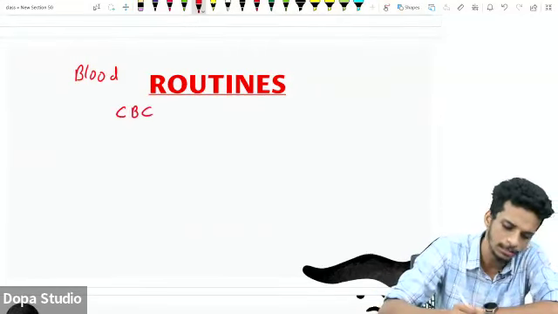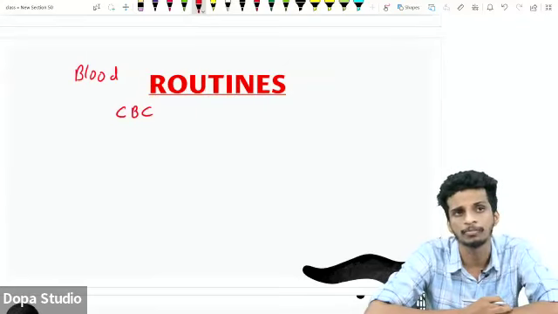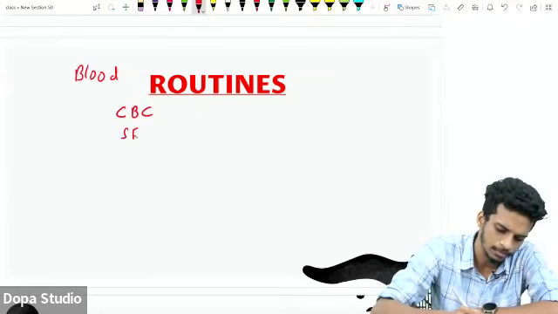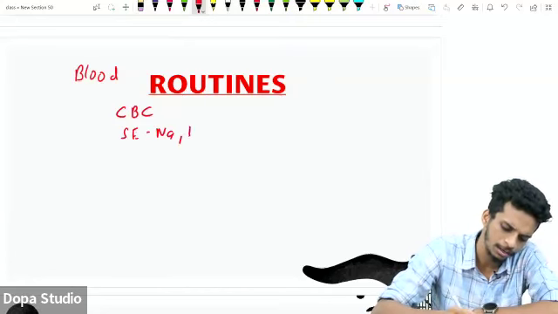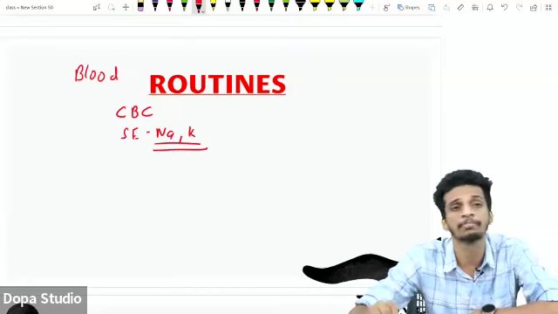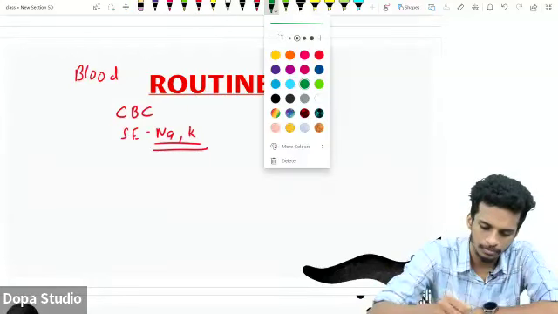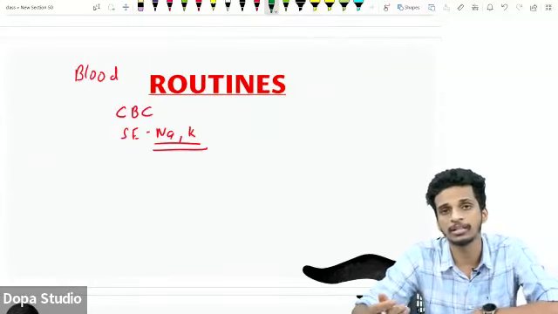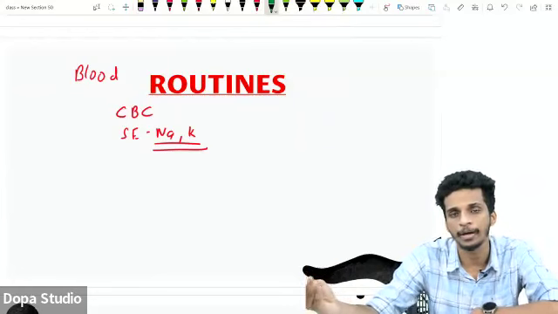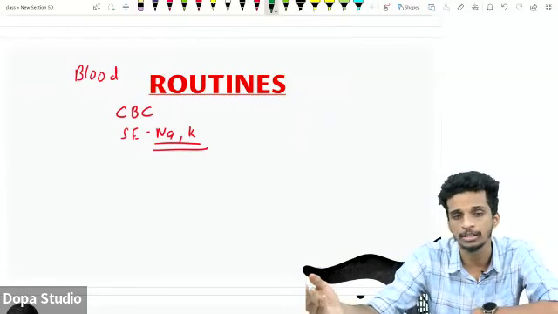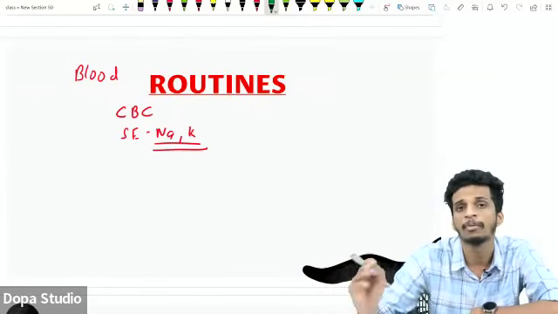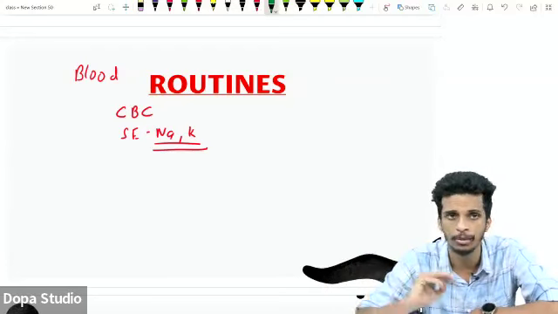First one is CBC, otherwise called complete blood count. Second one is serum electrolytes. There are many electrolytes, such as chloride, bicarbonate, calcium, magnesium, and a lot of others, but what we focus on mostly is sodium and potassium.